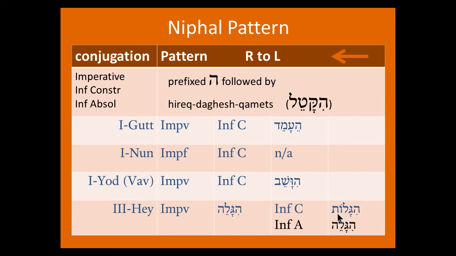You know, an ot ending can only be one of three things. It's either a feminine plural noun, it's a feminine plural participle, or it's an infinitive construct. That's all it's going to be.